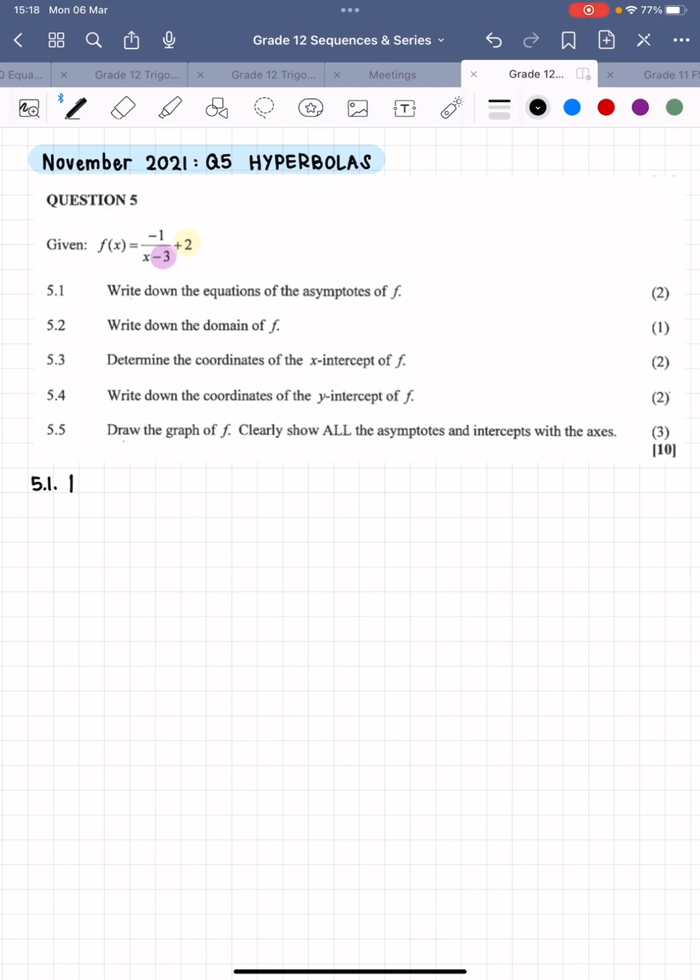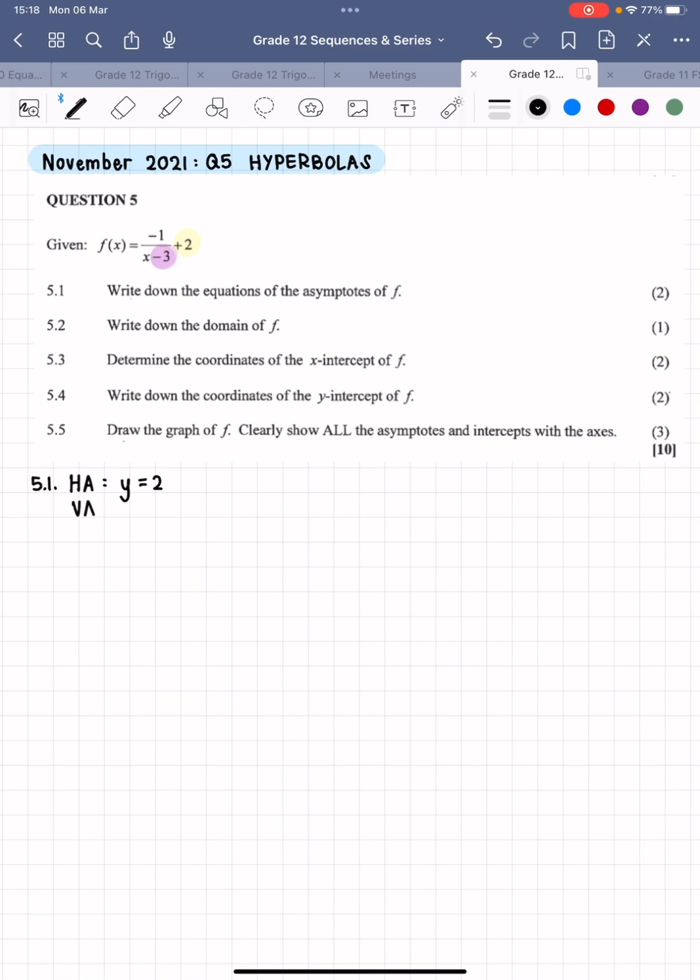The horizontal asymptote is always the y asymptote, and the y asymptote is always our q value, so the number that comes after the fraction. We don't change that sign. That is just the y asymptote, the horizontal asymptote.